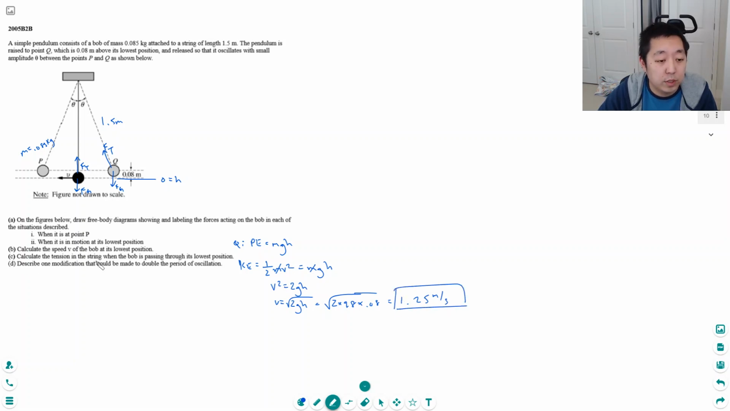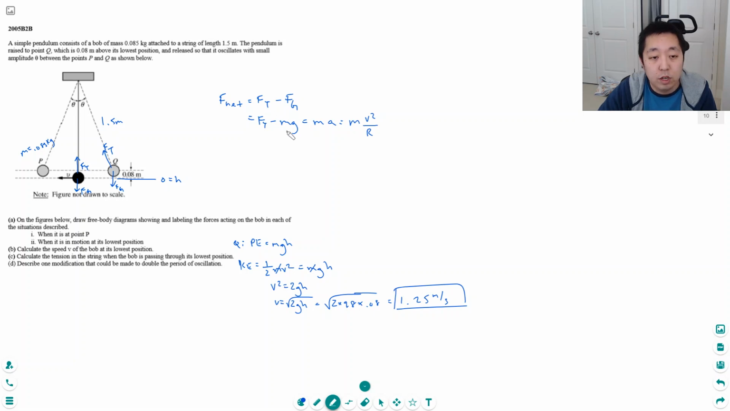C, calculate the tension of the string when the bob is passing through its lowest position. At its lowest position, it's just up and down; those are the only forces acting on it. My net force is equal to Ft minus Fg, which is Ft minus mg. Now this has to equal ma, right? The net force always equals ma. And the path that a pendulum takes is a circle, so the net acceleration is centripetal acceleration because it's moving in a circular path. So I say it's mv squared over r.